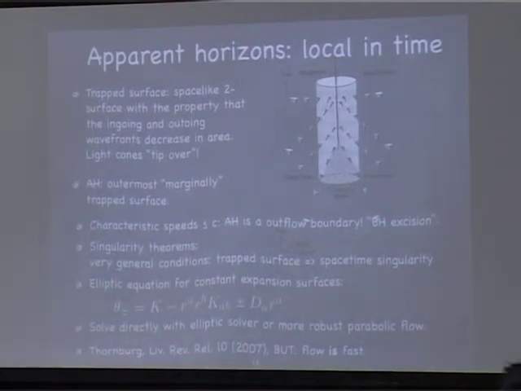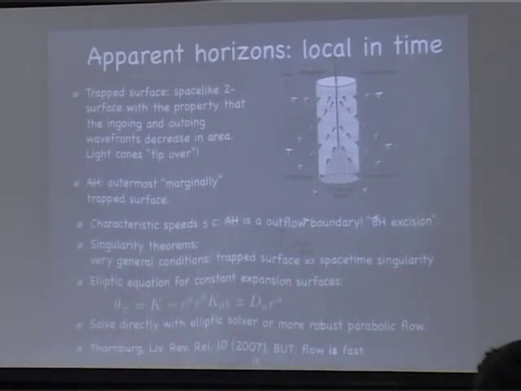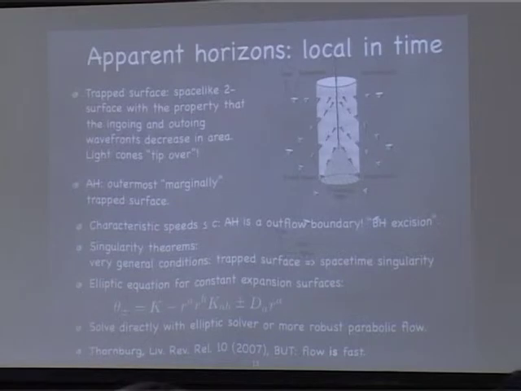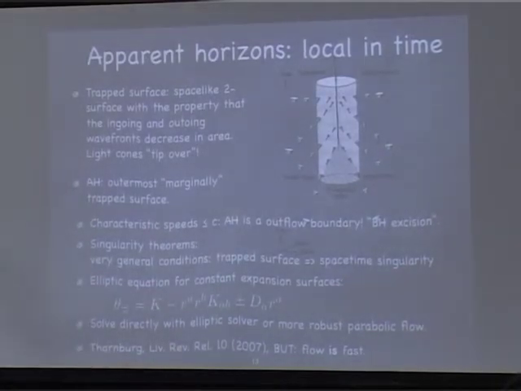And so a surface which has this feature, that the outgoing wavefront also cannot increase, is what's called a trapped surface, because the photons can't get away. Okay? So this is what somehow locally characterizes this feature of the light cones just tipping over.